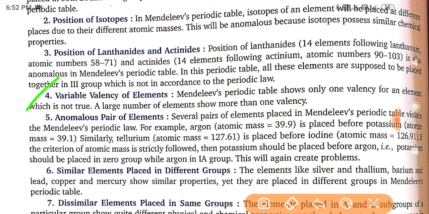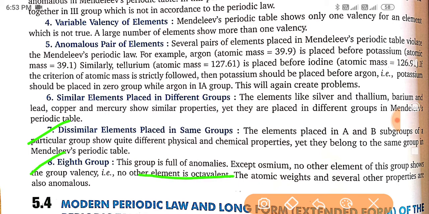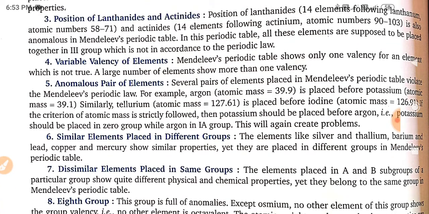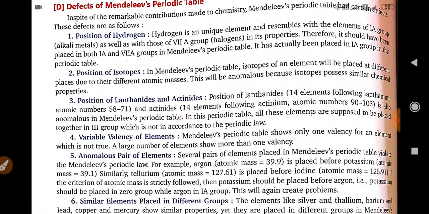There are many valency changes of elements, anomalous pairs of elements, similar elements placed in different groups, and dissimilar elements placed in the same groups. Eighth group, the group is full of anomalies. Except osmium, no other element in this group shows group valency. So no other element is octavalent. So these are some defects in Mendeleev's periodic table.